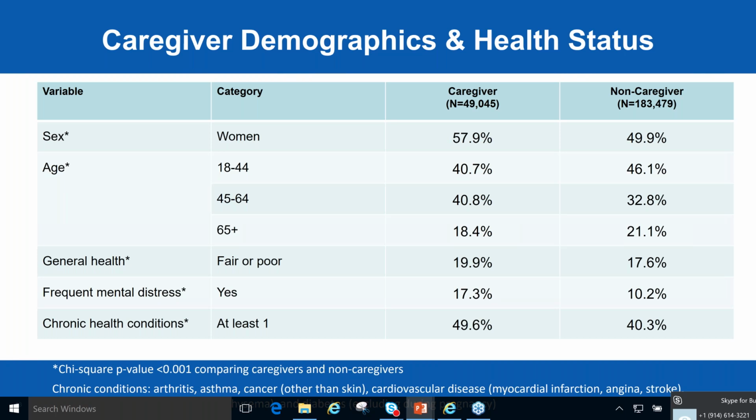Here on this slide, they actually are significantly different using just the chi-square test. Comparing the two, caregivers are more likely to be women. They tend to be a little bit older than non-caregivers. And they also tend to report poorer general health, more frequent mental distress, which is defined as experiencing 14 days or more of poor mental health in the past month. And they're also more likely to have at least one chronic health condition. Next slide, please.